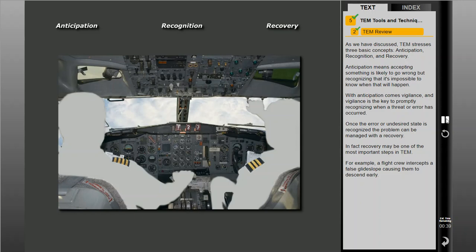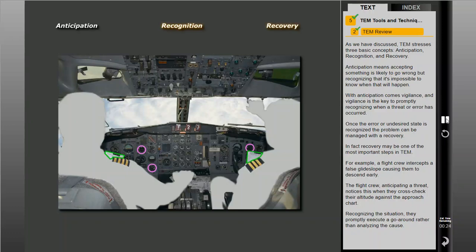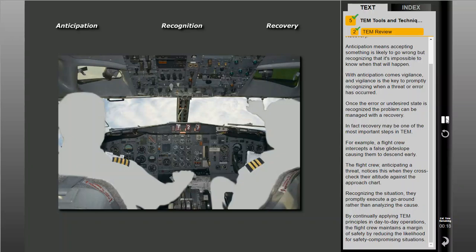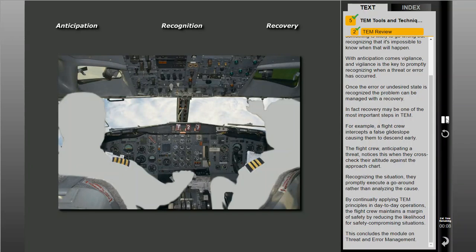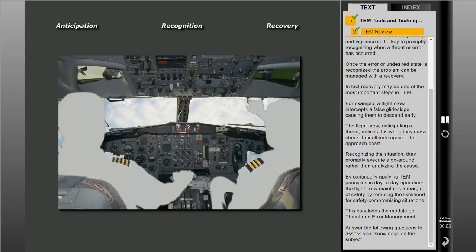For example, a flight crew intercepts a false glide slope, causing them to descend early. The flight crew, anticipating a threat, notices this when they cross-check their altitude against the approach chart. Recognizing the situation, they promptly execute a go-around, rather than analyzing the cause. By continually applying TEM principles in day-to-day operations, the flight crew maintains a margin of safety by reducing the likelihood for safety-compromising situations. This concludes the module on threat and error management. Answer the following questions to assess your knowledge on the subject.